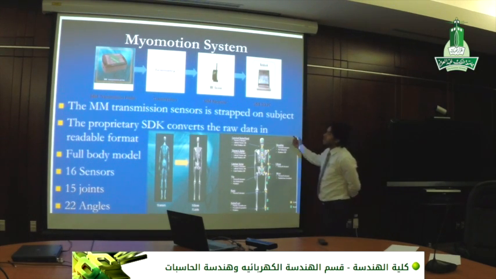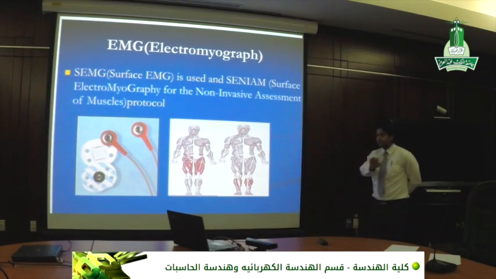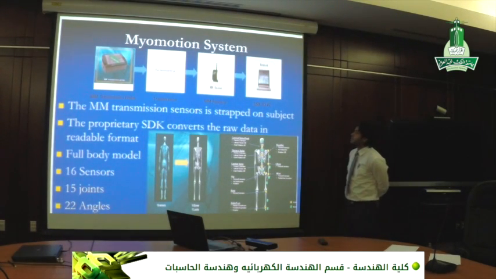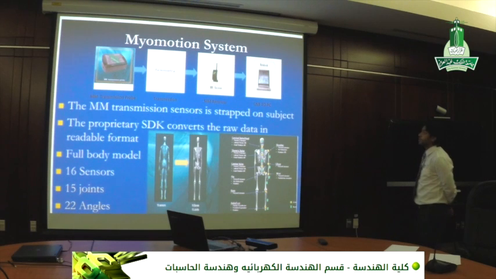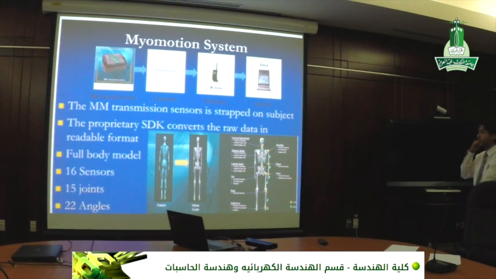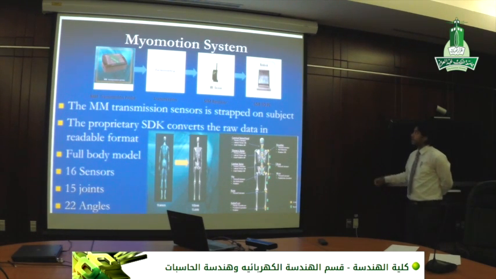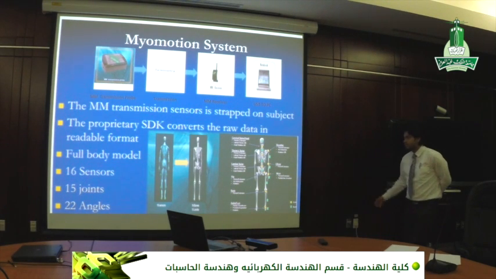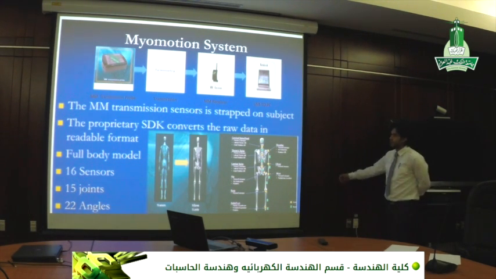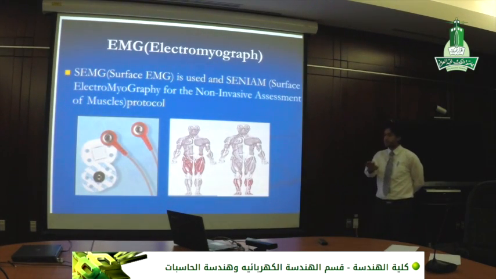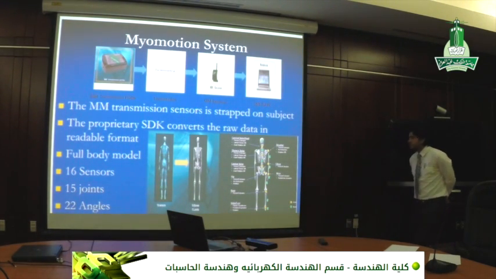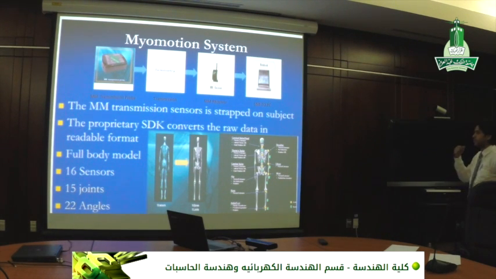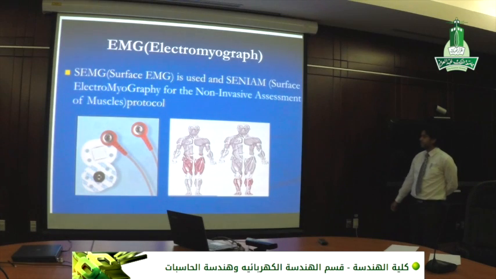The MyoMotion system consists of an inertial sensor that is seen in the first figure, and it transmits with telemetry to a wireless receiver which is connected to the computer. The data provided from the software is in terms of Excel files, MATLAB files, or document files. It provides a full body model. It consists of 16 sensors. 16 sensors can model the whole body with 15 joints and 22 angles, as shown in this figure.